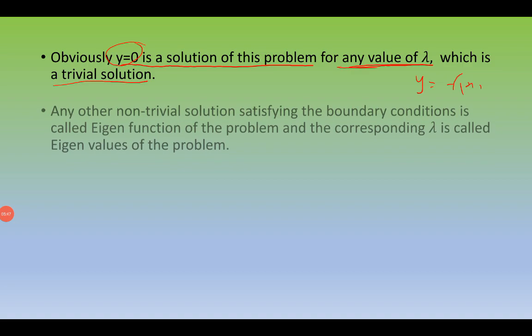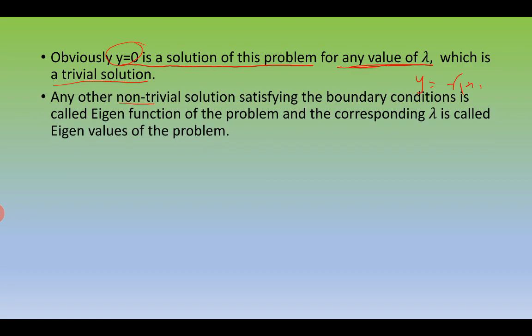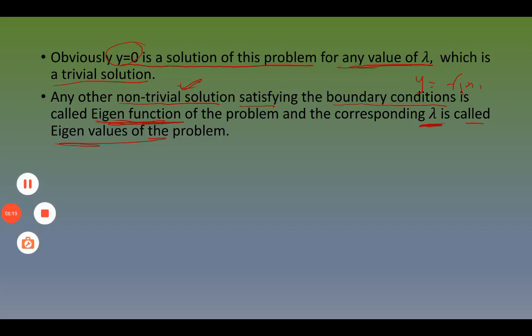We are looking for non-trivial solutions. Any non-trivial solution satisfying the boundary condition is called an eigenfunction of the problem, and the corresponding lambda value for which we get a non-trivial solution is called an eigenvalue of the problem. So the purpose of this solution procedure is to find a non-trivial solution, which is an eigenfunction, for a Sturm Liouville problem.